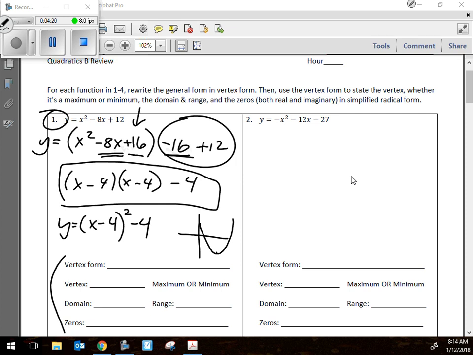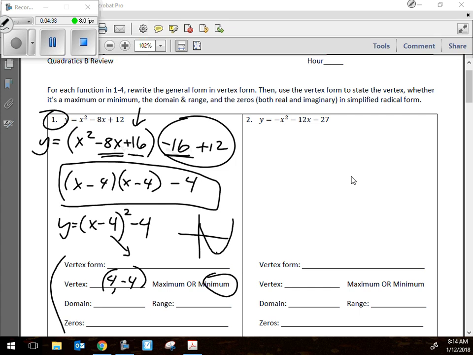So there's my vertex form. I can just put an arrow to that blank. What's the vertex then? Negative 4, negative 4? No. What is it? Positive 4, negative 4. Okay. Is it a maximum or minimum? See, my picture's coming in handy, because now I can look at it and go, oh, that's a minimum.